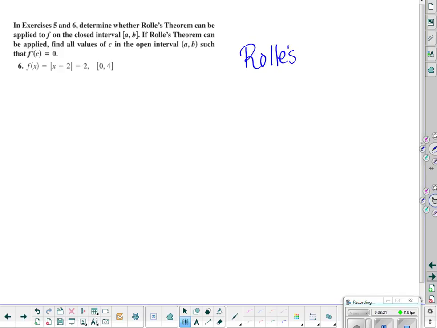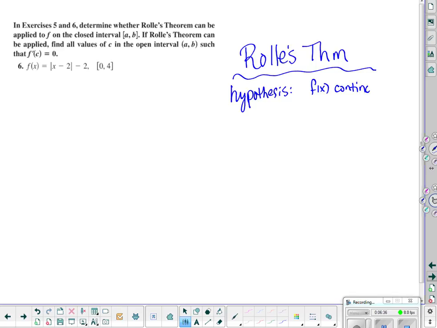One is the hypotheses of Rolle's theorem. There are 3 things that must occur in order to go forward and calculate using Rolle's theorem. So the hypothesis was 1, is f of x continuous on the closed interval? Continuous on the closed interval, and for us it's going to be on this closed interval from 0 to 4. Another thing we've got to talk about is, is f of x differentiable? This is differentiability on an open interval 0 to 4, so not including the endpoints.